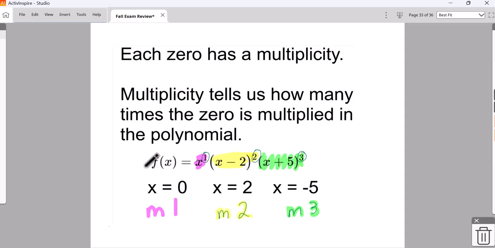The zero for this factor, if we set x equal to 0, is 0. We set x minus 2 equal to 0, move the 2 over, that gives us x equals 2 as an x-intercept, and x plus 5 equals 0, when we move that over, would be x equals negative 5. So the zero at 0 has a multiplicity of 1, the zero at 2 has a multiplicity of 2, and the zero at negative 5 has a multiplicity of 3.